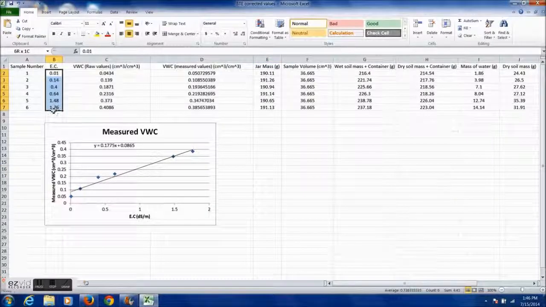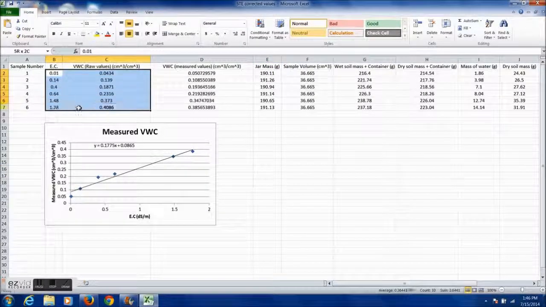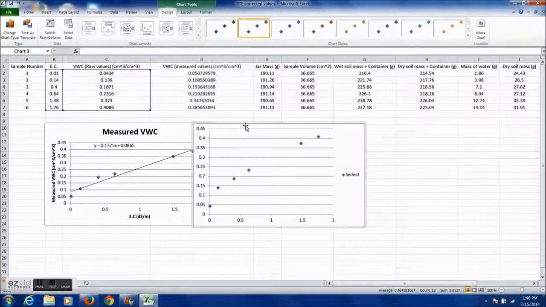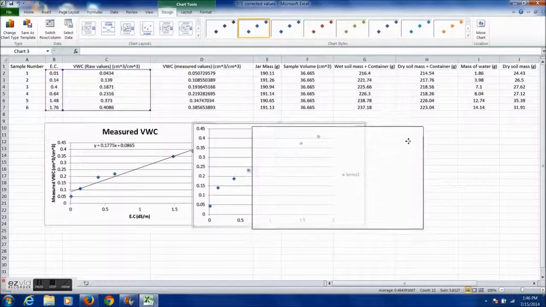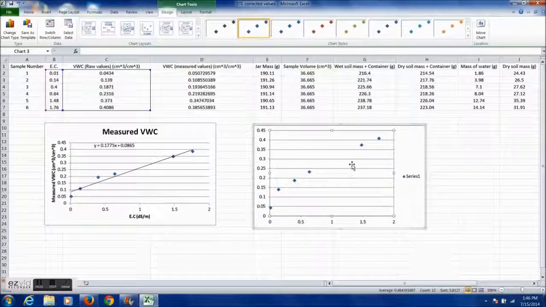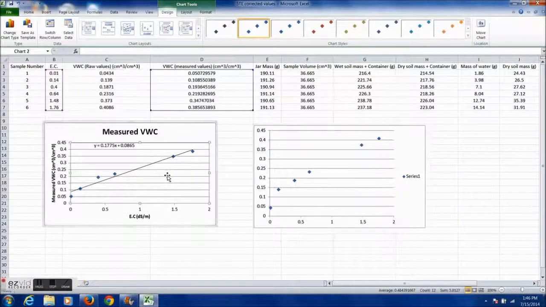If desired, you can plot a graph of the electrical conductivity versus the raw volumetric water content initially measured by the sensor. This plot can then be overlaid to the first graph, showing the differences that the calibration makes.